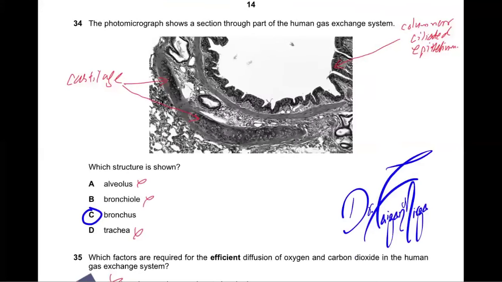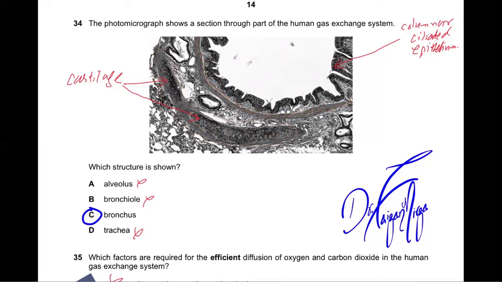The photomicrograph shows a section through a part of the human gas exchange system. Okay, so what do we have here? We have this lining here. This is the columnar ciliated epithelium of the gaseous system, and this structure here is the cartilage, because cartilage always has this appearance of gelatinous structures or consistency that shows some kind of secretions being accumulated around the cell. So this entire structure is the cartilage. This is how you identify the cartilage. And this is the muscle layer. These are the smooth muscles which are aligned, you can see, in this direction.